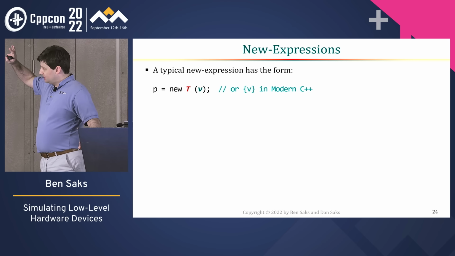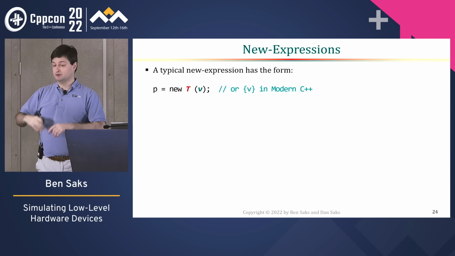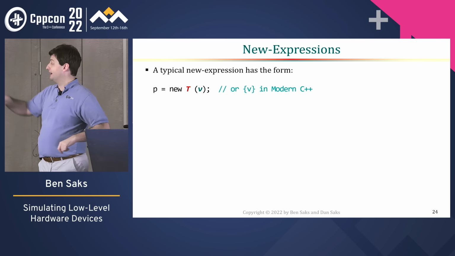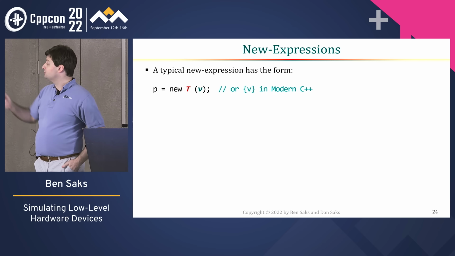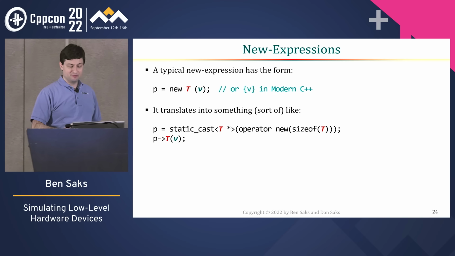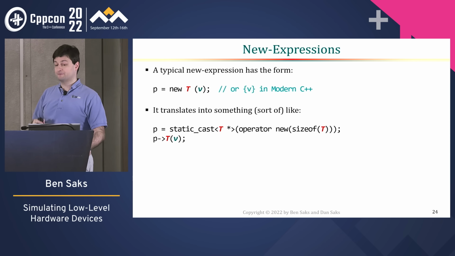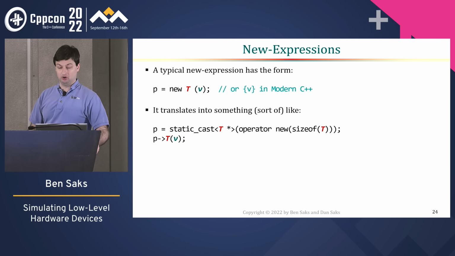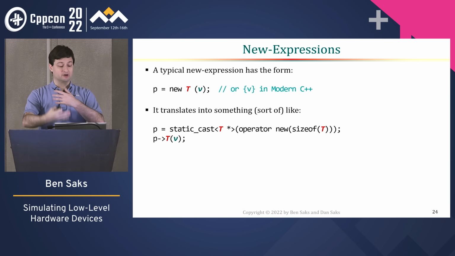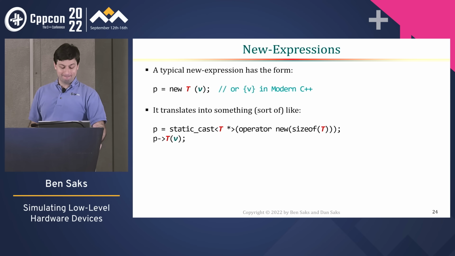So a little bit of background, a typical new expression, and here I'm talking about a typical use of new that would be allocating dynamic memory, but just as background, looks like this. What it actually translates into is something kind of like this. It's actually a two-step process where the first part is to call a function called operator new, specifying the size of the object that we're asking for memory for as a parameter.